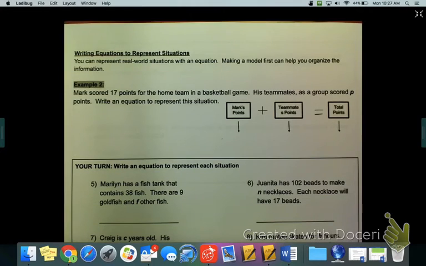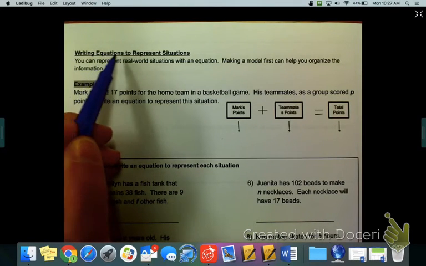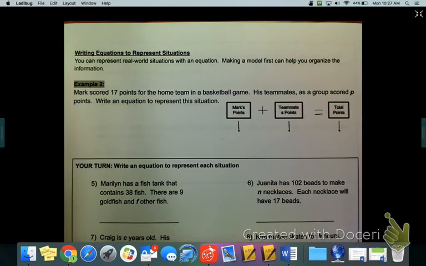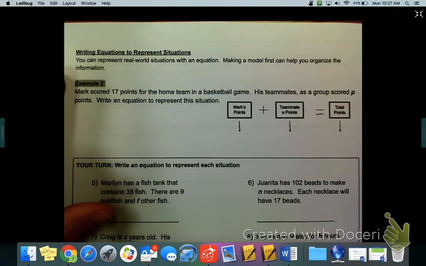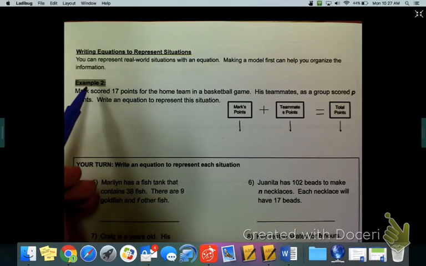Let's look at your second page of notes. You see that we are going to write equations to represent real-world situations. Now, we've already written expressions to represent real-world situations, so this is going to be very similar. The only difference is you're going to have an equal sign. So let's look at example 2.